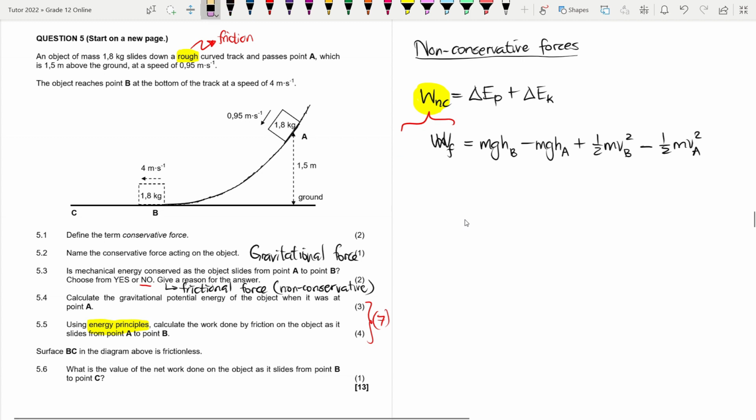Who can tell me, do we expect a positive answer or a negative answer for the work done by friction? Negative. Okay, reason for that?